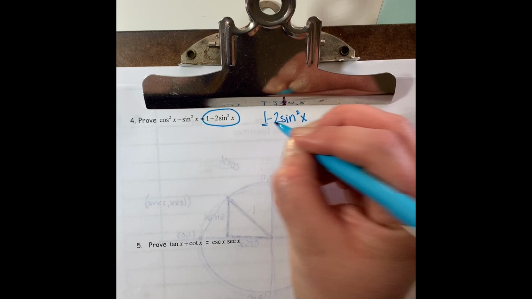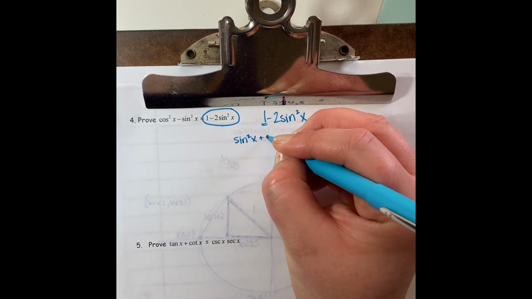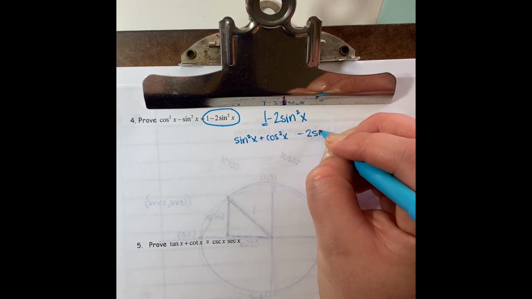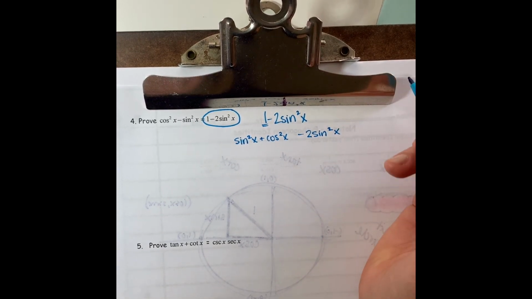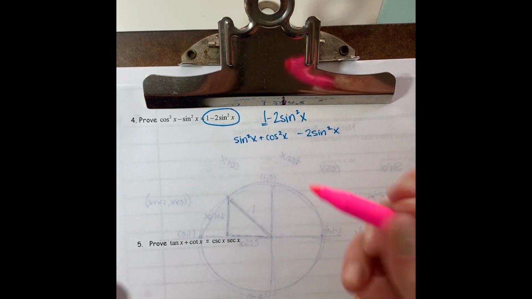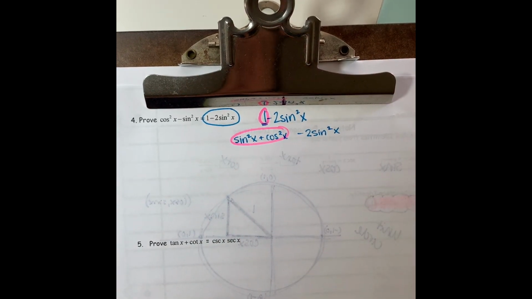Well, the first thing I'm going to do is take my 1. I'm going to split that up into a sine squared x plus cosine squared x. And then minus 2 sine squared x. So the only thing that happened, this is now the same step I did on those other two, is I'm taking my 1 and I'm replacing it with a sine squared plus cosine squared.